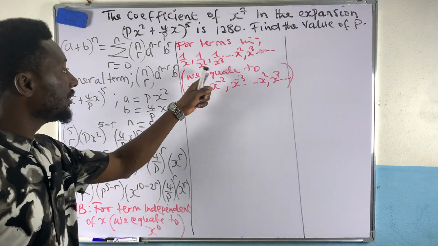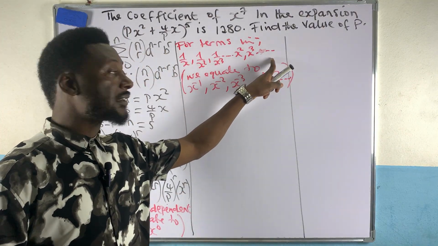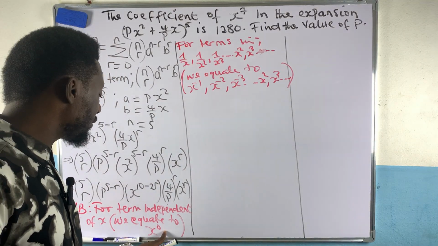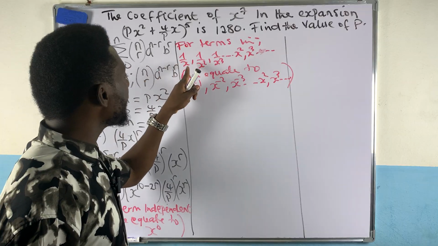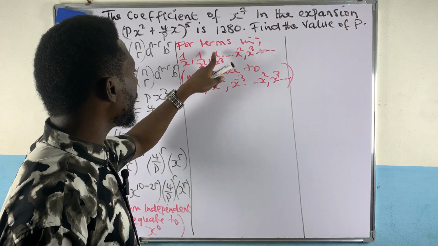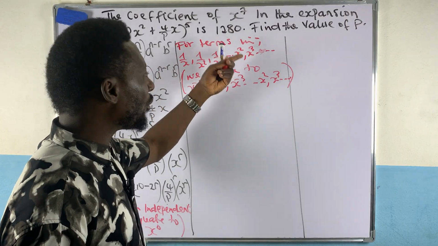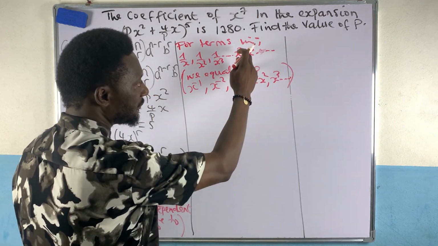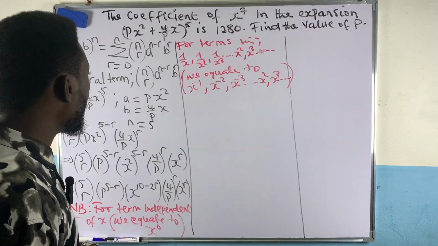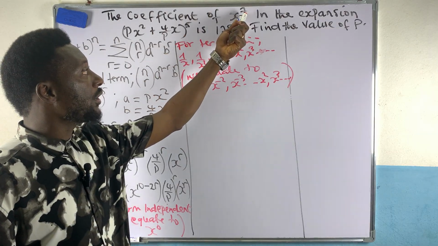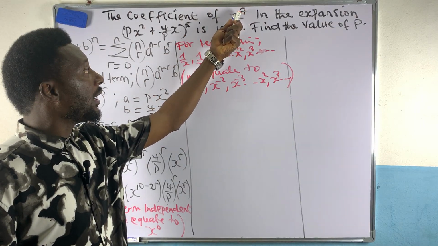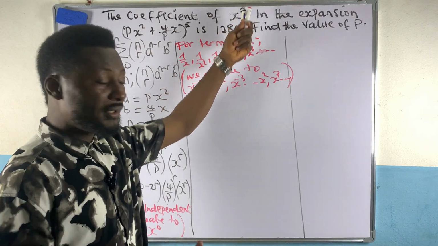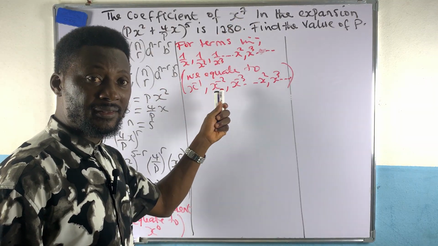So I'm simply drawing your attention to the fact that if we are asked to find the term independent of the expansion, then we'll be equating to x to the power 0. If we are asked to find the term in 1 over x, or 1 over x squared, or 1 over x cubed, and so on, or even x squared, x cubed, and so on, we will equate to any of these respectively. Now, if you look at our question, we are asked to find the coefficient of x to the power 7. So which means we'll equate to x to the power 7, following what I have already highlighted in red.